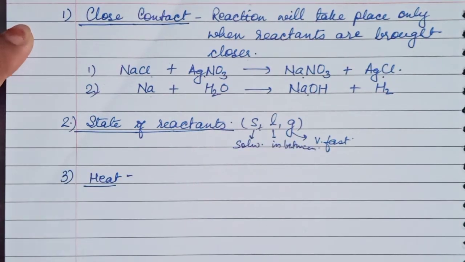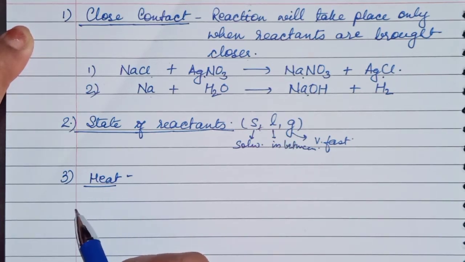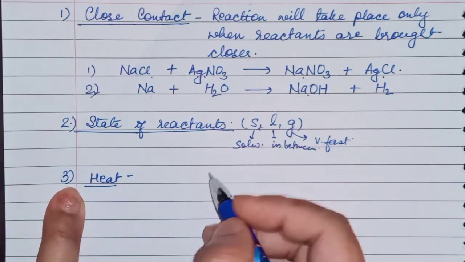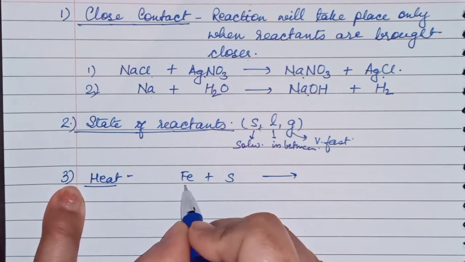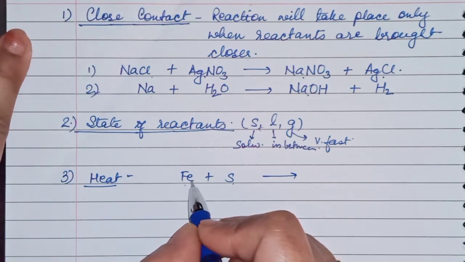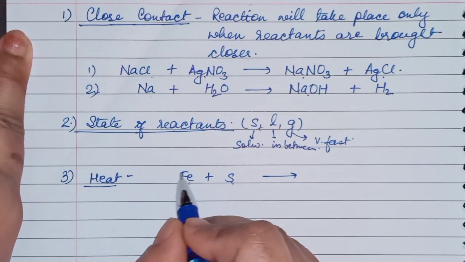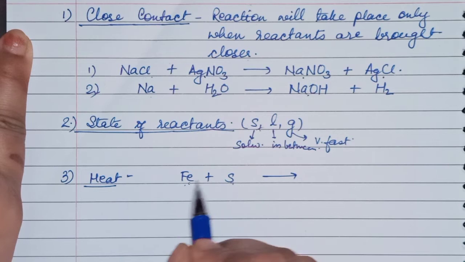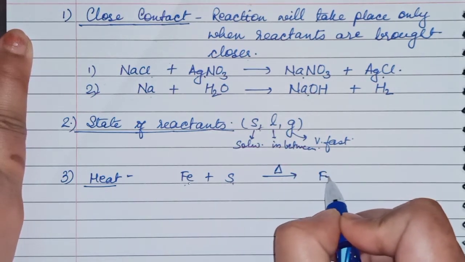Okay, next is heat. Some reactions proceed only when heat is supplied, like iron and sulfur. If iron and sulfur are mixed together, they will form a mixture. Mixture means the identity of iron and sulfur will remain as it is in a mixture. But when heat is supplied to this mixture of iron and sulfur, it will form iron sulfide.